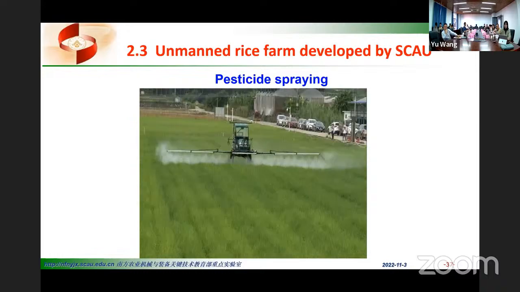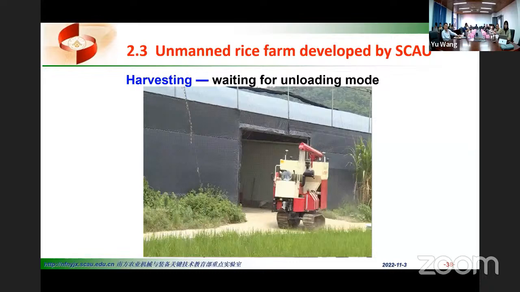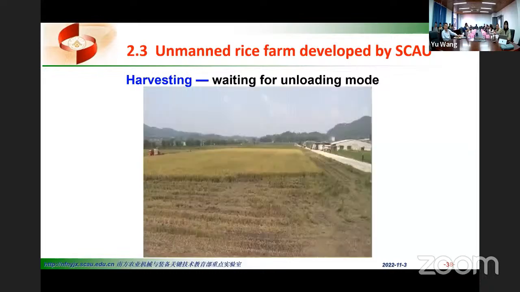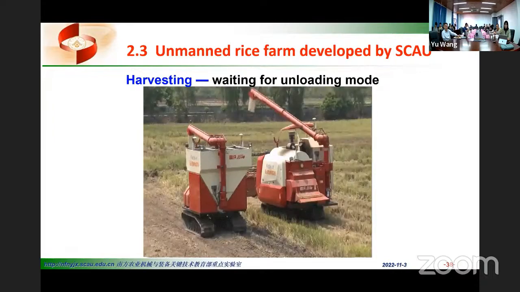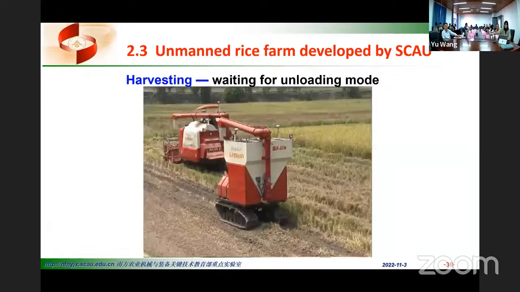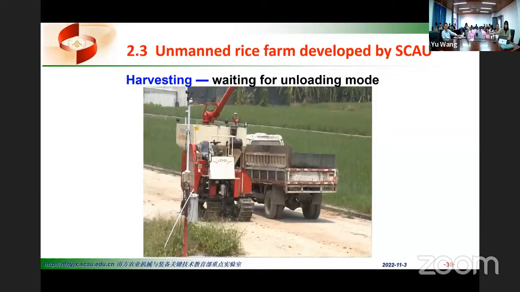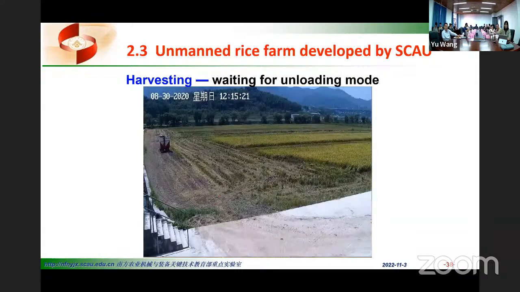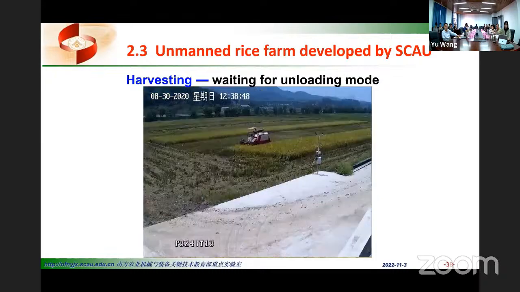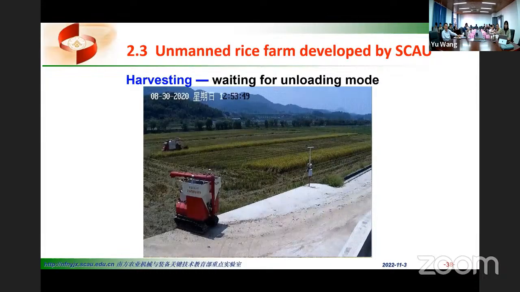The fourth production link is harvesting. The unmanned harvester and the unmanned grain transport automatically drive out of the garage. The harvester automatically harvests in the field, and the grain transport waits at the edge of the field. When the grain tank of the harvester is nearly full, the grain transport drives to the harvester quickly. Then the harvester accurately unloads the rice to the grain transporter. Then it unloads the rice into the truck.